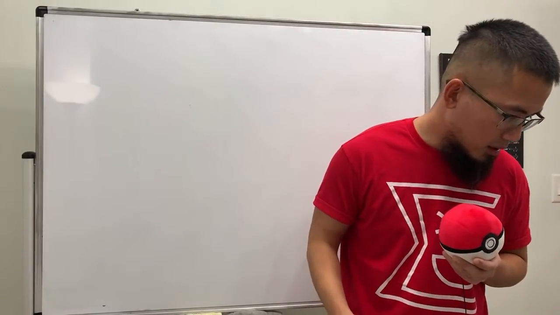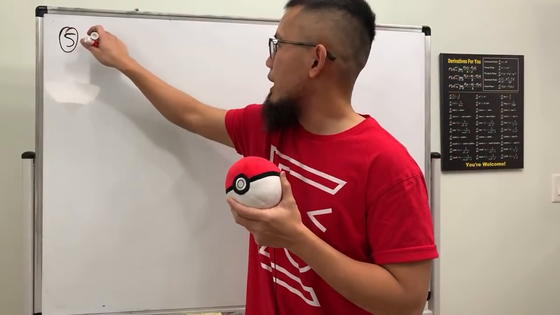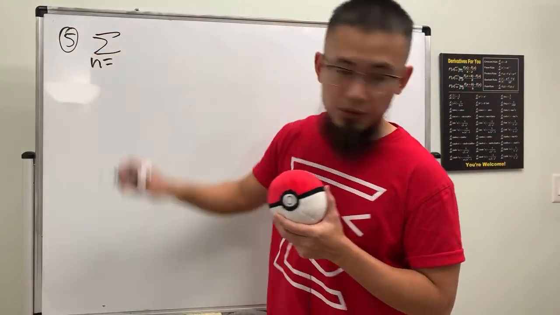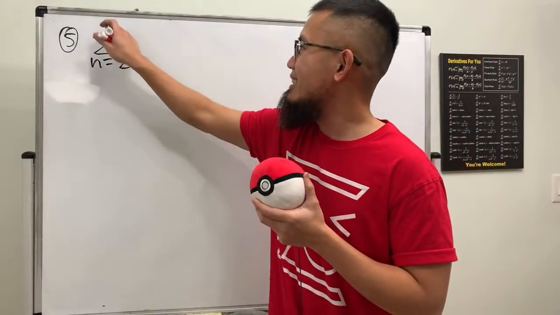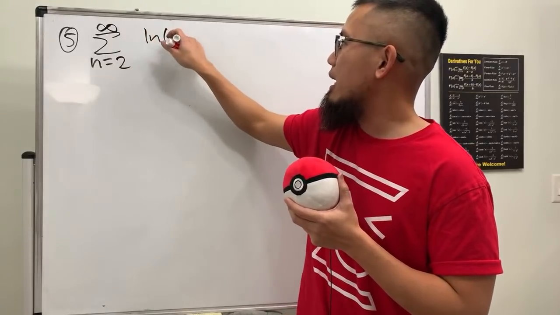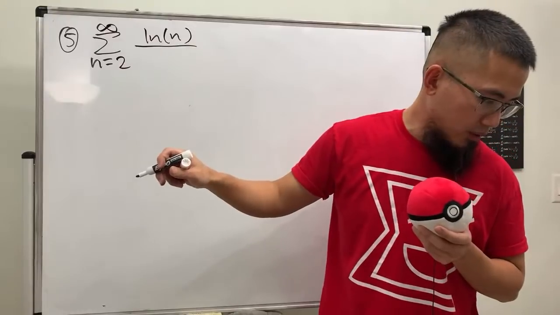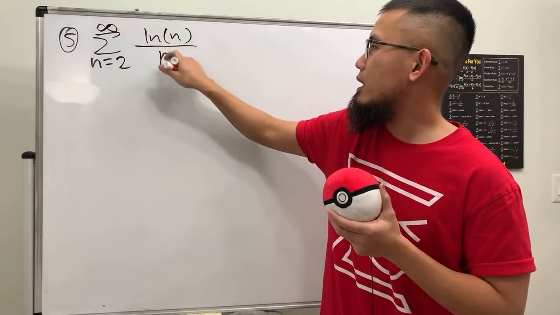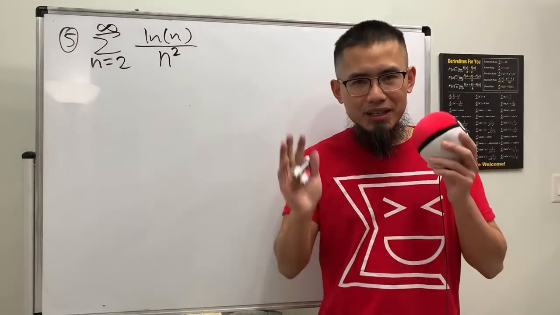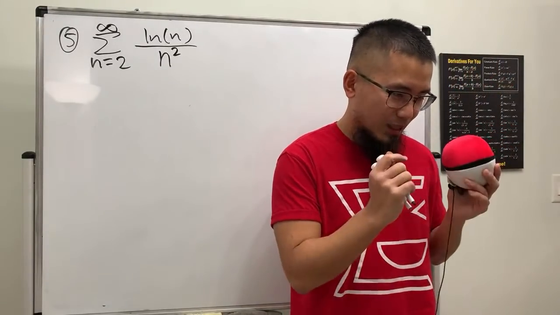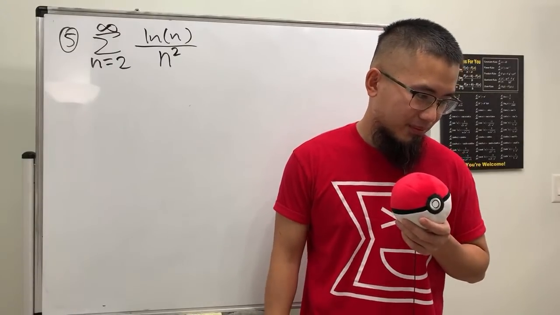Okay, let's see. This is going to be number 5. We have the series, n goes from 2 to infinity, of ln n over n squared. So this is the one that we have. Again, I'm going to look at you guys. What do you guys think?